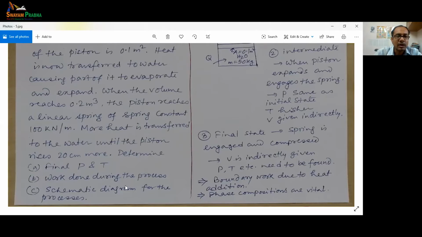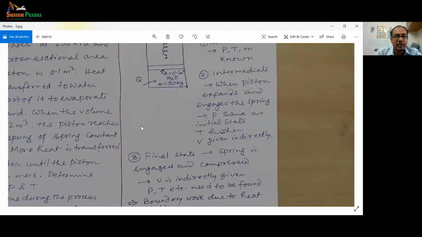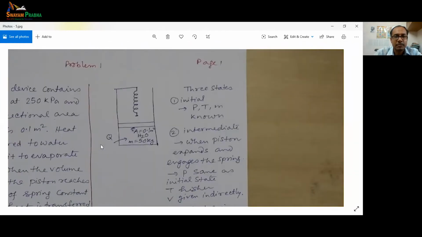Then the work done during this process. So you can see that you are applying heat and the boundary is moving. That means some external boundary work is being done. So you have to find out what is the amount of that work done. And third, you have to show it through a schematic diagram. Okay, the schematic process diagram. So this is the problem statement.